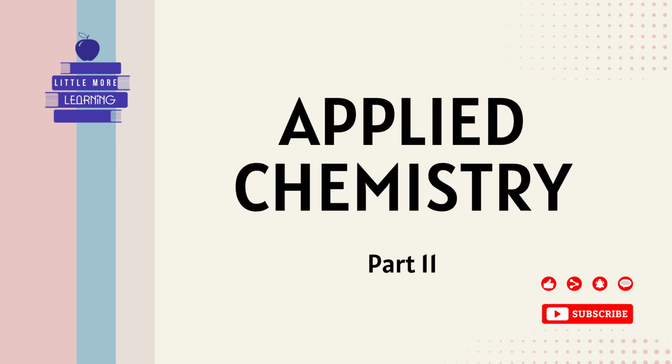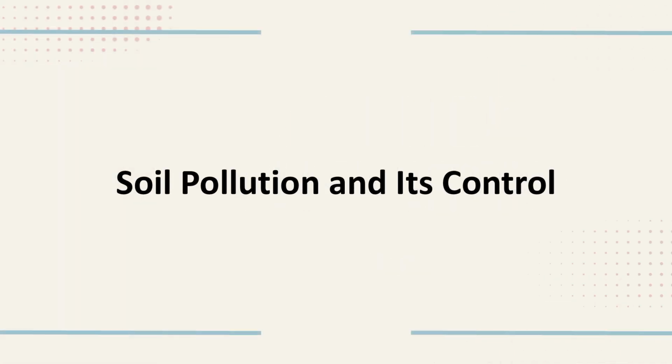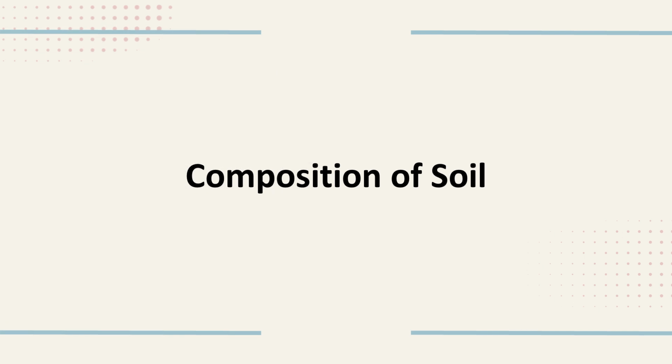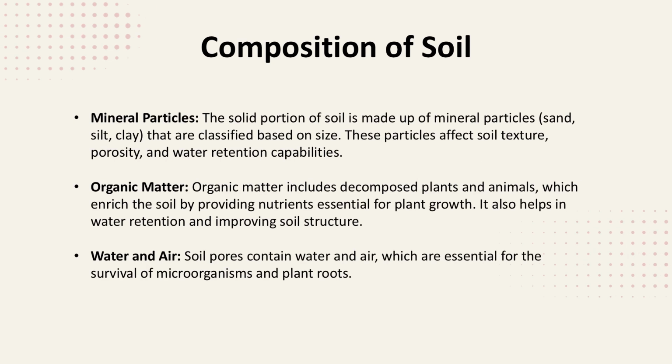Welcome to Part 11 of Applied Chemistry, where we'll discuss soil pollution and how we can control it. Soil pollution refers to the contamination of soil with harmful substances, resulting in a decrease in soil quality and health. This section will cover the following topics: composition of soil, classification of soil pollutants, effects of soil pollution, control of soil pollution.